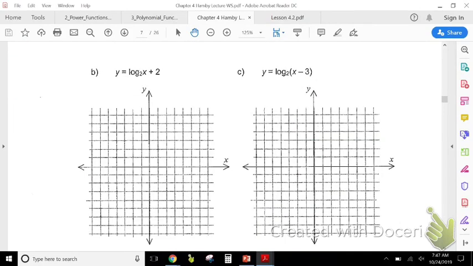So look at B. What's going to happen on B? Well, is that +2 inside with the x? No, so it means it's going to be a vertical shift, and so we're going to go up 2. So when I go to do my table here, is that going to affect my x or my y's? My y's. So let's take our previous table that we just made above, and let's add 2 to the y's.